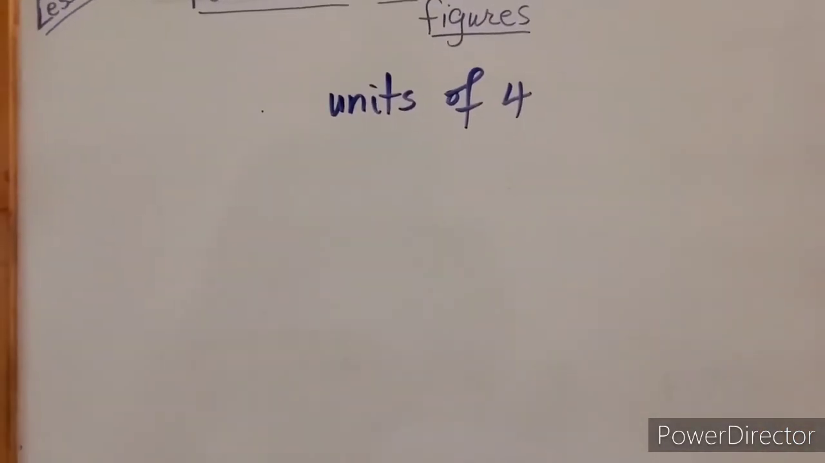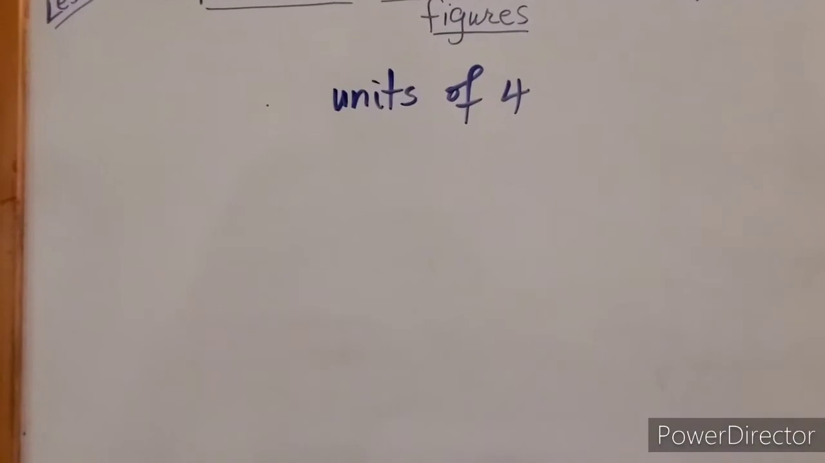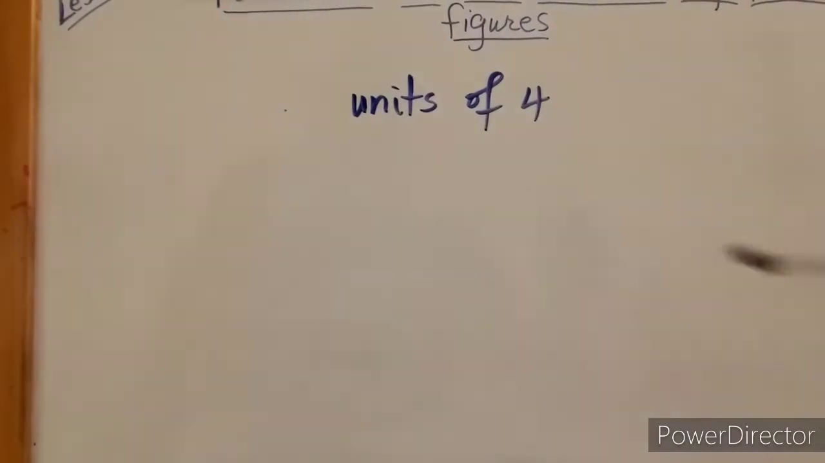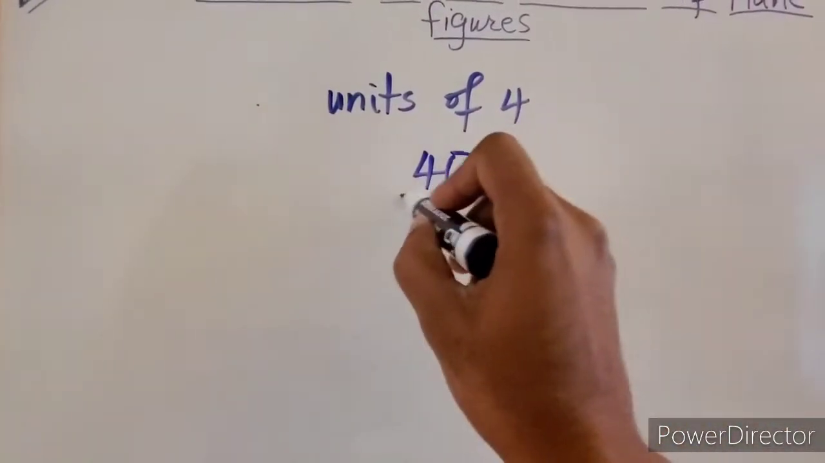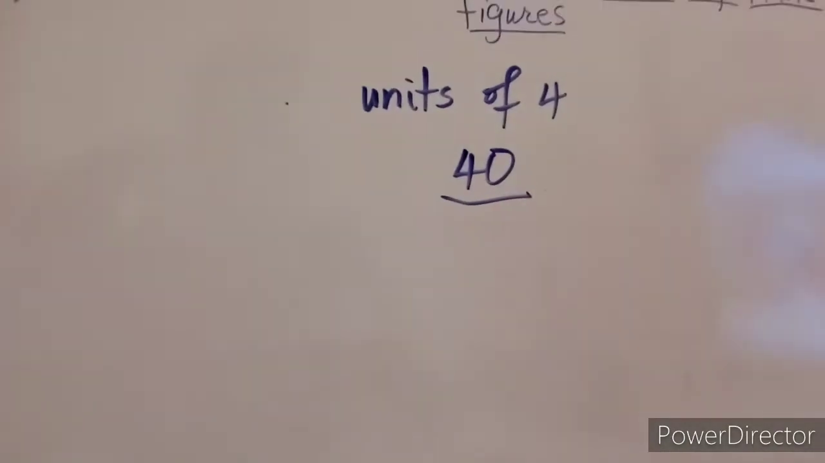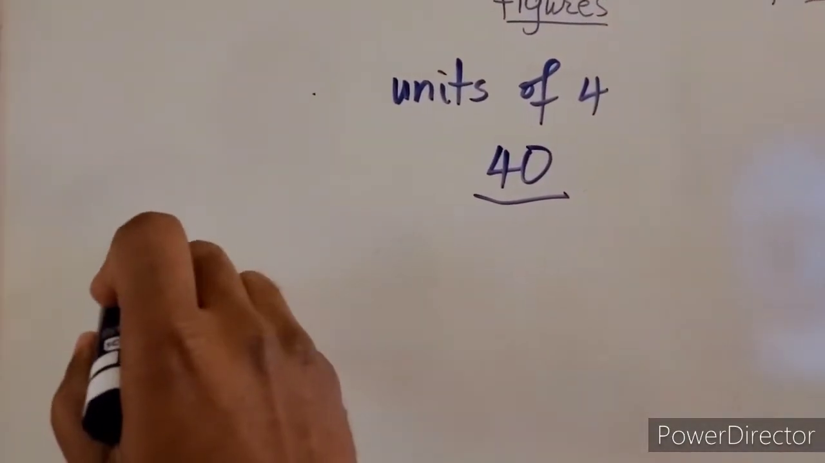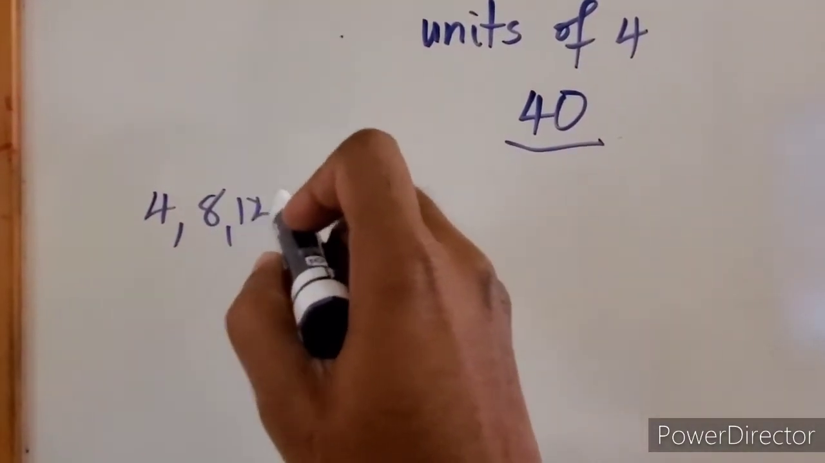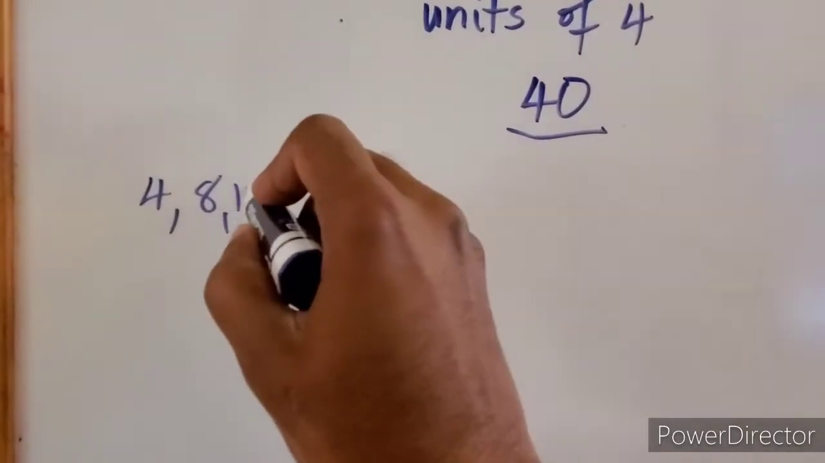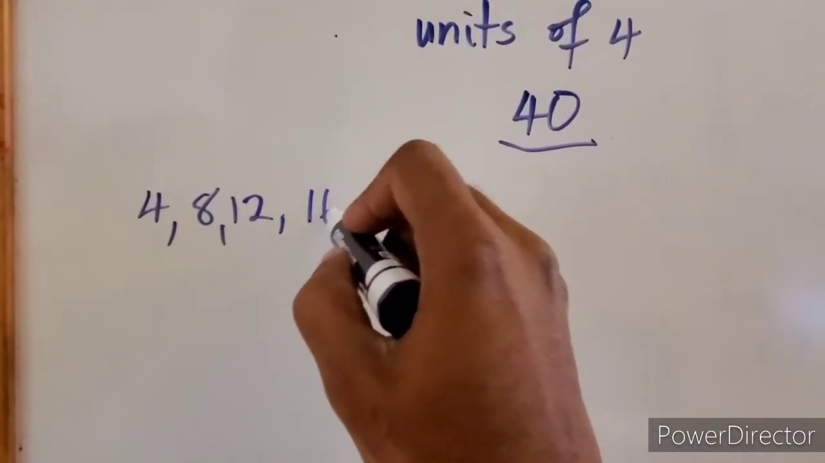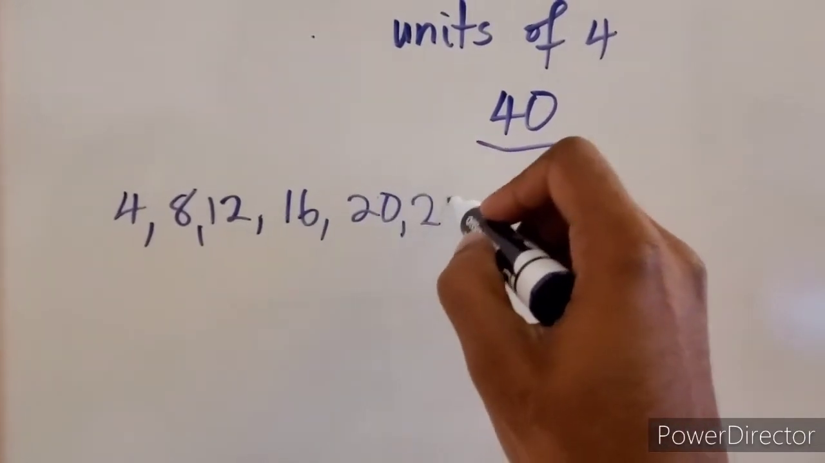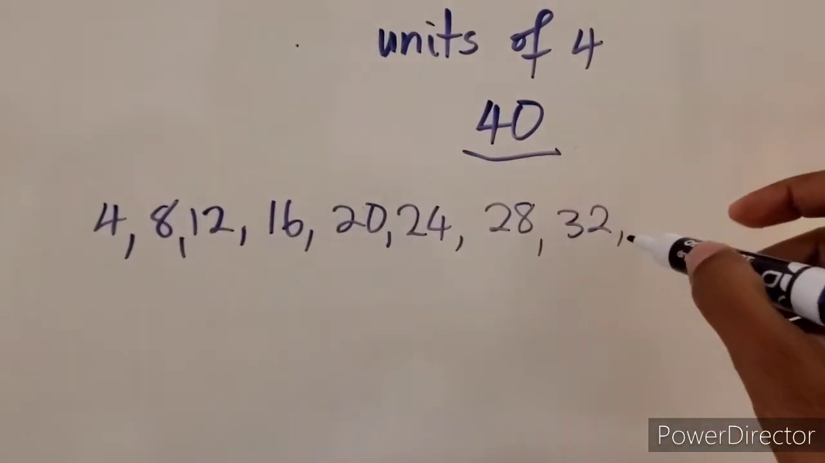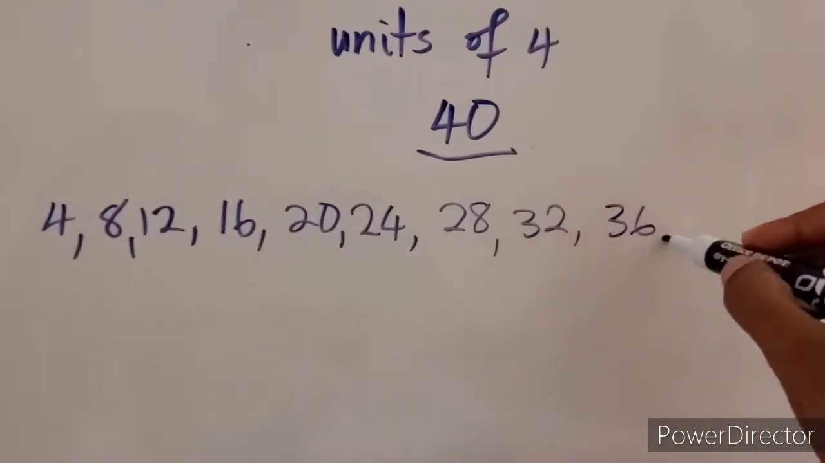All right, now let's look at units of 4, which is equivalent counting with units of 4. So we're going to count up to 40 by units of 4, okay? So let's go with counting by 4. So we have 4, 8, 12, 16, 20, 24, 28, 32, 36, and the last one is 40.